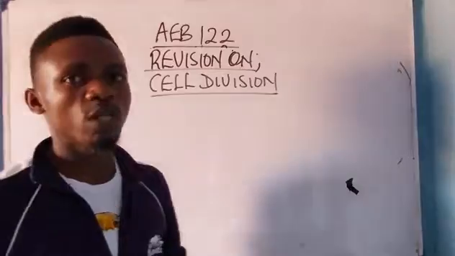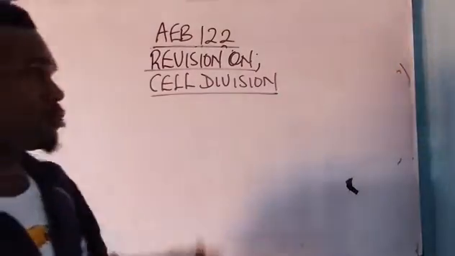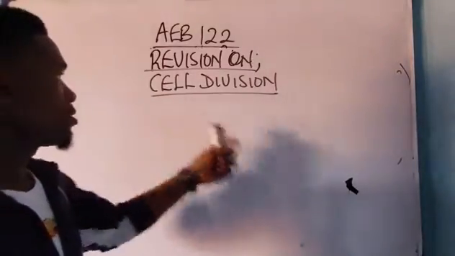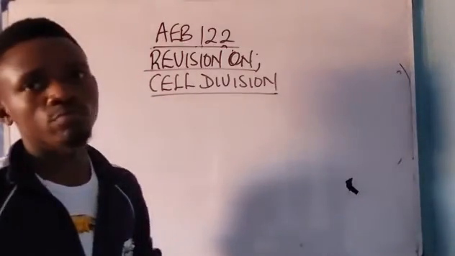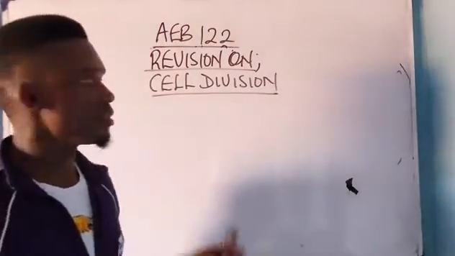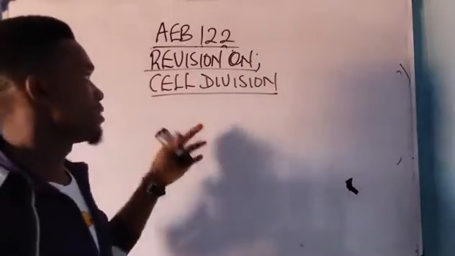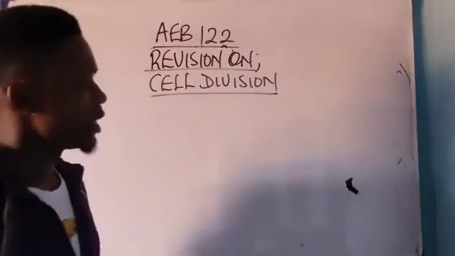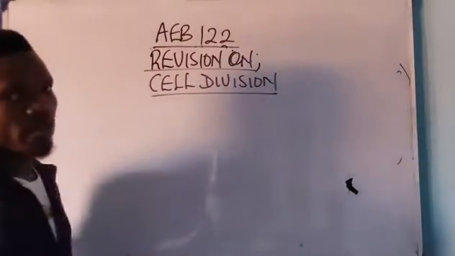I've done topic 1 and 2, and today's video is going to be based on cell division and, if time permits, gametogenesis. Now, cell division is the process whereby a cell splits into different parts. If it splits into two parts, it is called binary fission. But if it splits into two or more parts, it's called multi-fission. But in today's video, we are going to be discussing mitosis and meiosis.